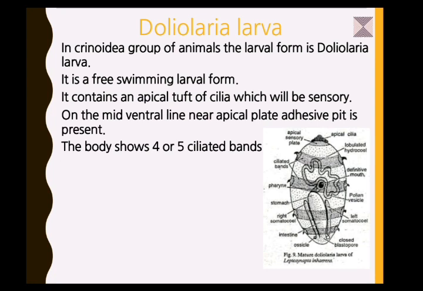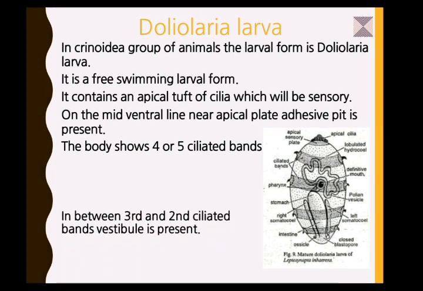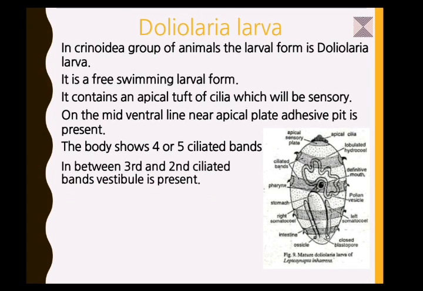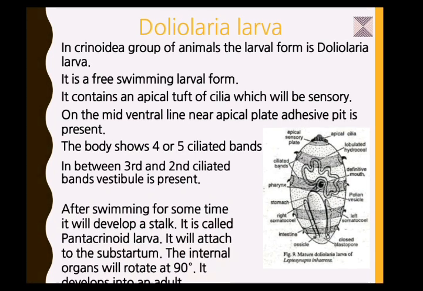Now the body shows 4 to 5 ciliated bands. As you can see over here, you have ciliated band number 1, 2, 3, and 4. So it can be 4 or 5 in different cases. In between the second and the third ciliated band, a vestibule is present. So here we have the vestibule in between the second and the third ciliated band. So this is the vestibule.